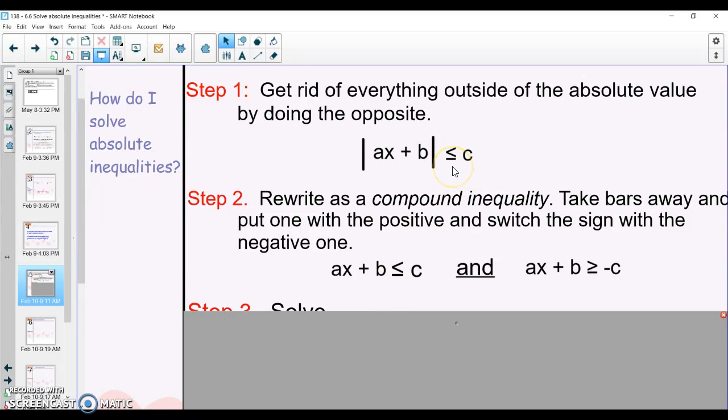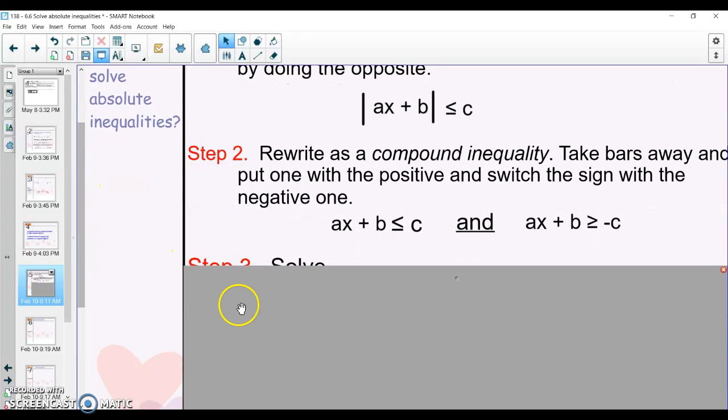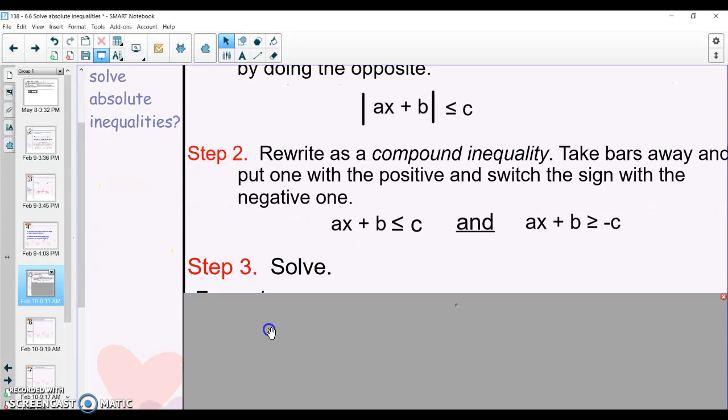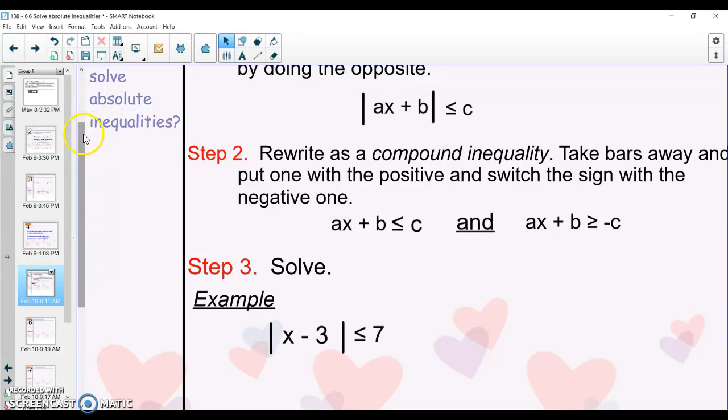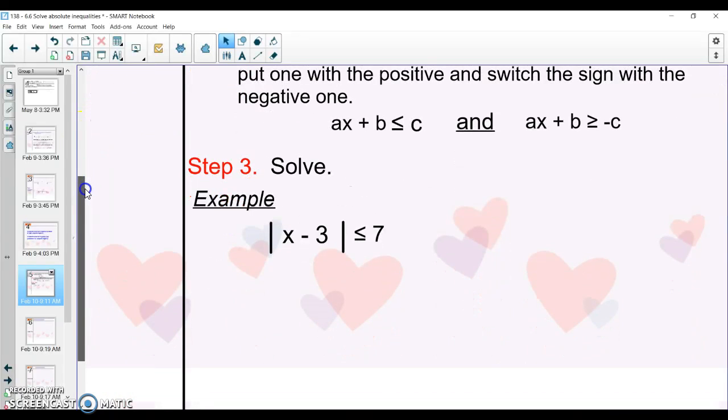Notice that my sign in this example is less than or equal to. It stayed that way with my positive value, and I flipped it with the opposite value. Now, you solve, and then you graph. So let's do an example together. Again, forgive me, I'm doing this on my laptop.